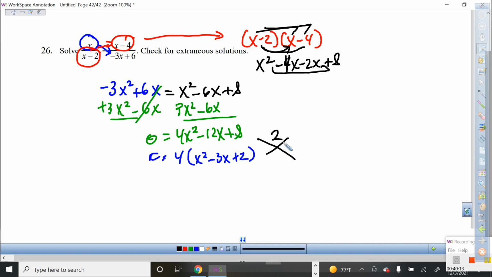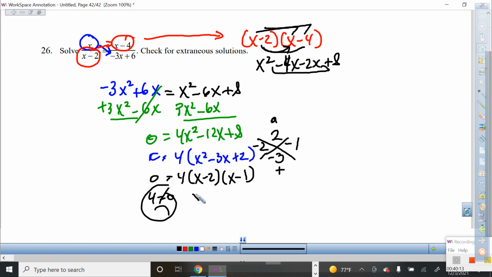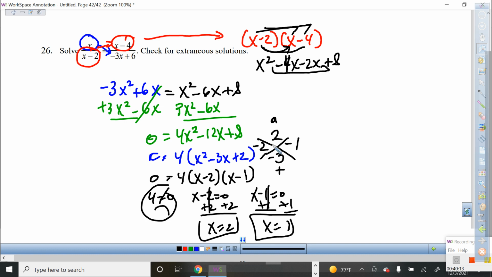Factor this. Factors of 2 that add up to negative 3. Negative 2 and negative 1. Yes. So this is x minus 2, x minus 1 times 4 equal to 0. Therefore 4 equal to 0, that's not true. x minus 2 equal to 0, add 2, x equals 2. x minus 1 equal to 0, so add 1, x equals 1. These are my solutions, but we're not done.